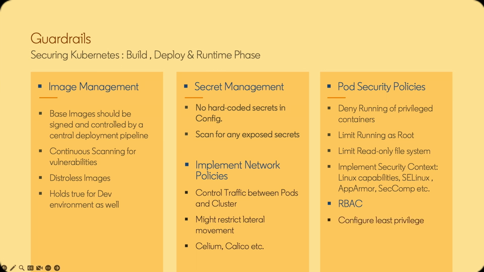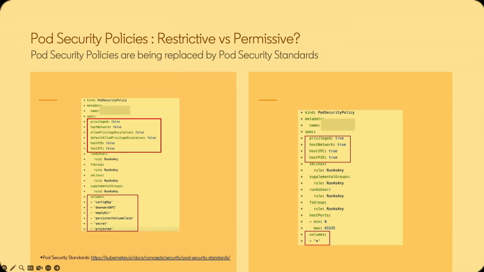RBAC, fine-grained access control, can be implemented and least privilege ensured via RBAC. The best practice being, assign permissions at the namespace level. For example, implement permissions via role bindings and not cluster role bindings to be able to provide permissions within the context of that particular namespace.